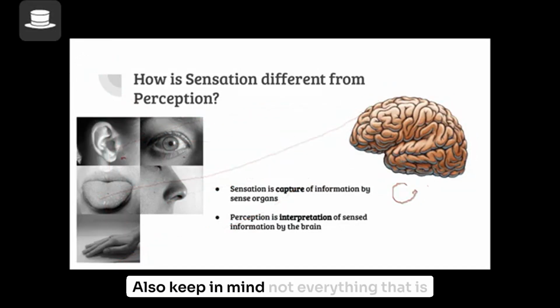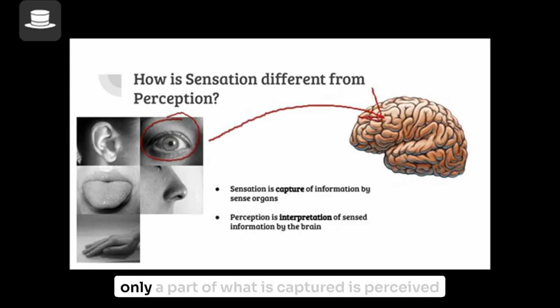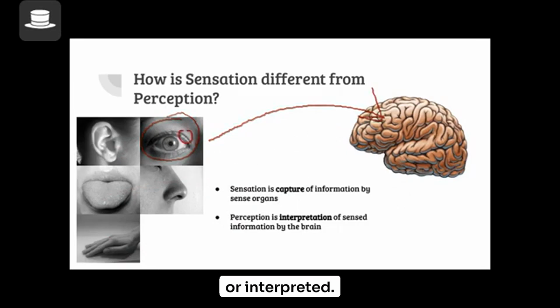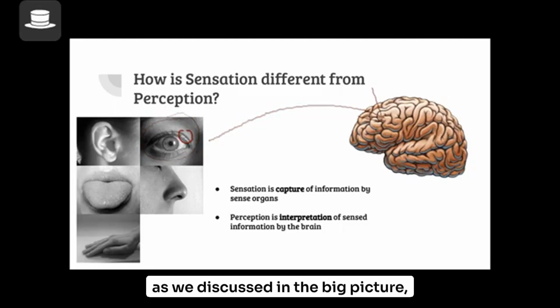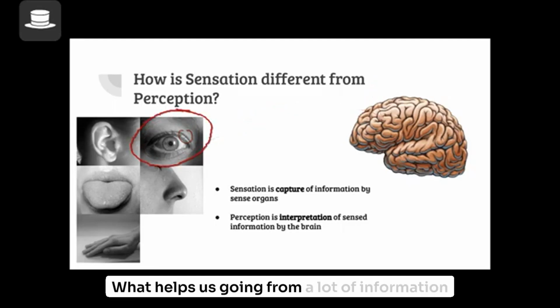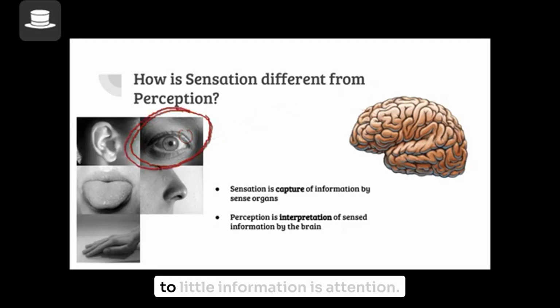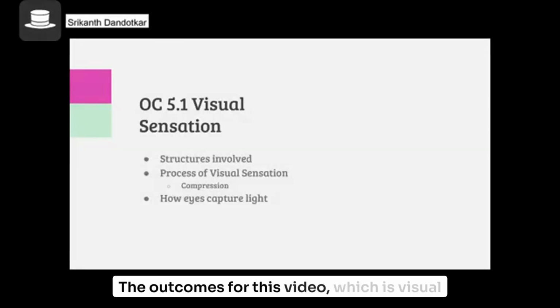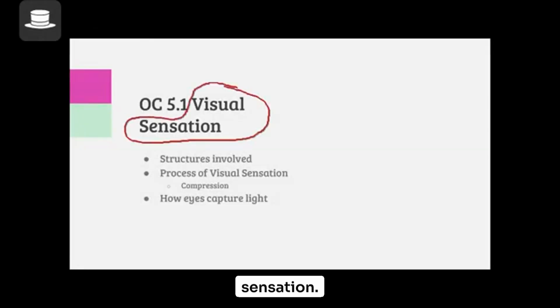Also keep in mind, not everything that is captured by your sense organs is interpreted. Only a part of what is captured is perceived or interpreted. As we discussed in the big picture, what helps us go from a lot of information to little information is attention. The outcomes for this video, which is visual sensation, are listed here.